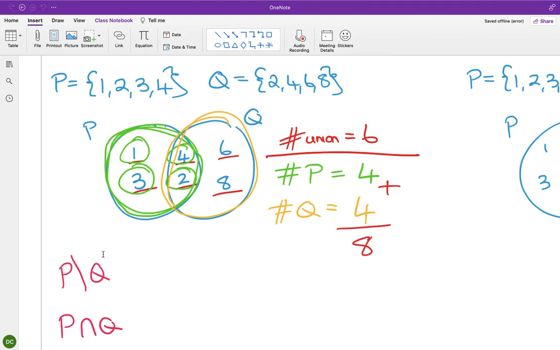Okay, so that's 1 and 3. And what's P intersection Q? 4 and 2. Are they equal? No.